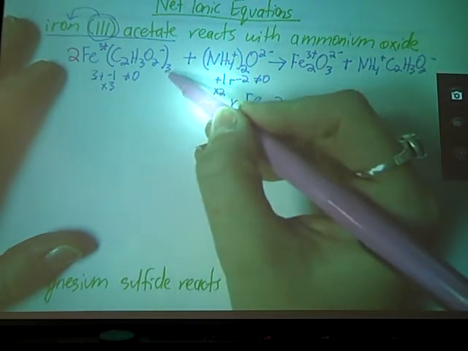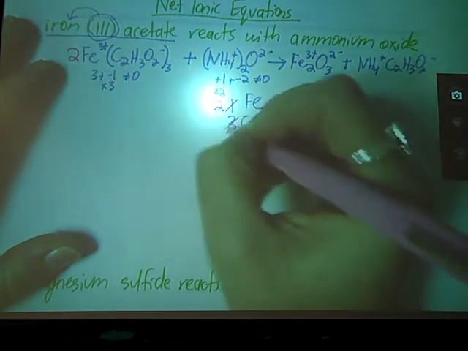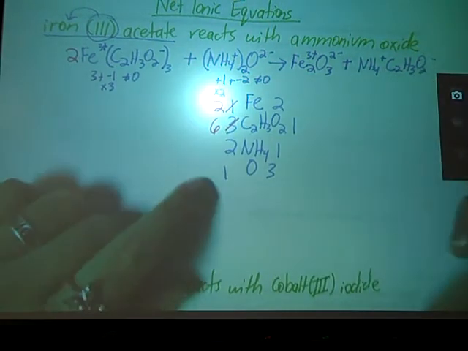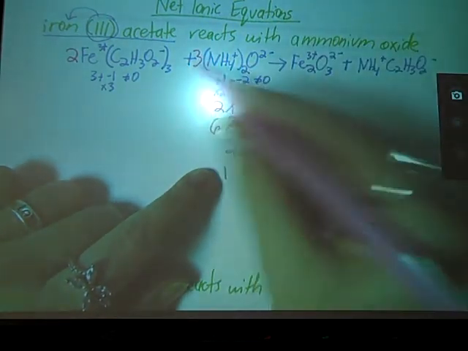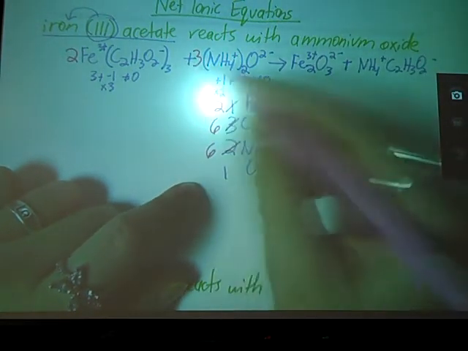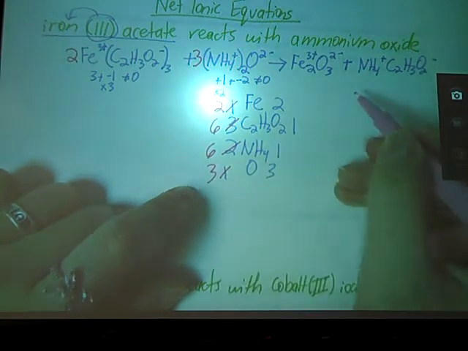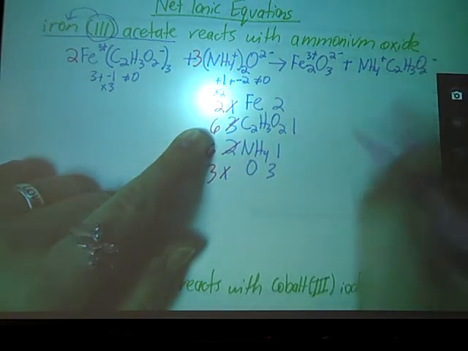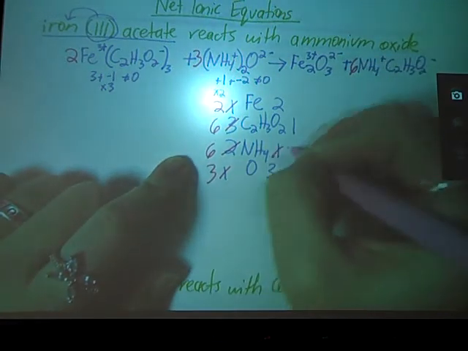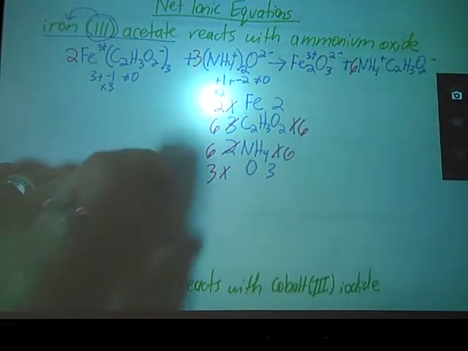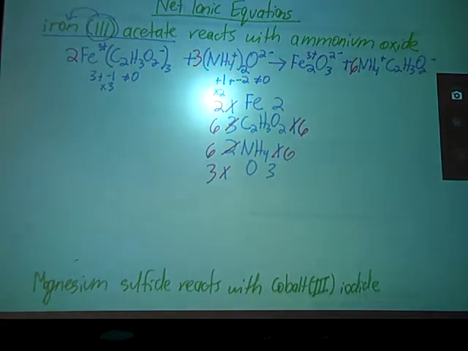So 2 times those groups of 3 gives me 6. Those are good. Oh, but I need 3 oxygens. Let's put a 3 in front of there. 3 times 2 is 6. 3 times 1 is 3. Now over here, irons are still good. Oxygens are good. It's just those acetates. A 6 there. Fantastic. So now I have a fully balanced chemical equation.